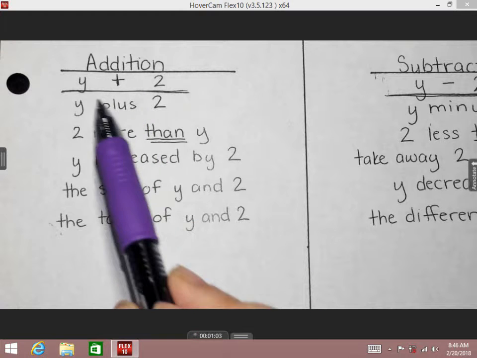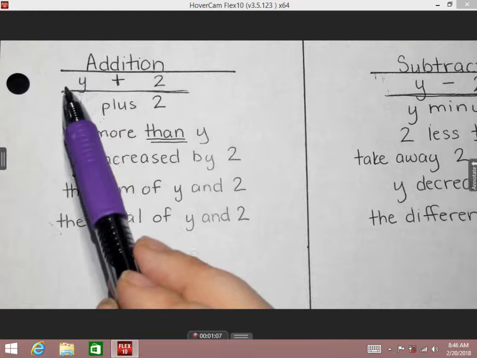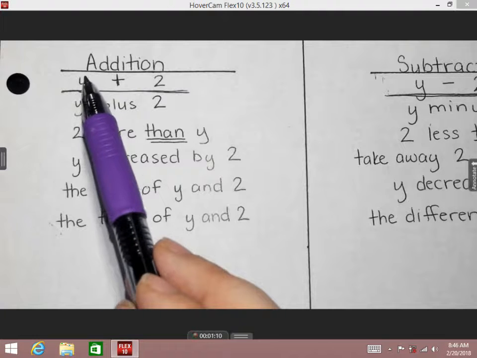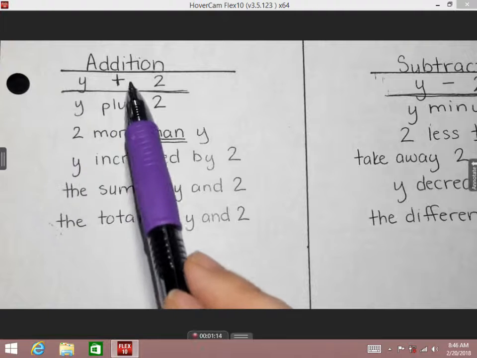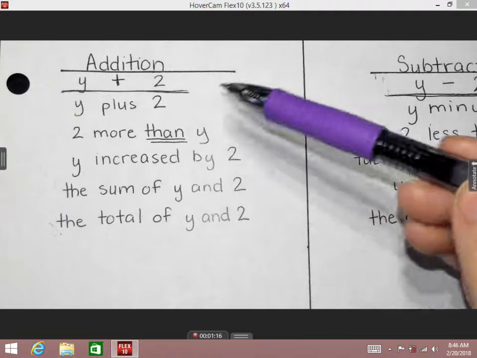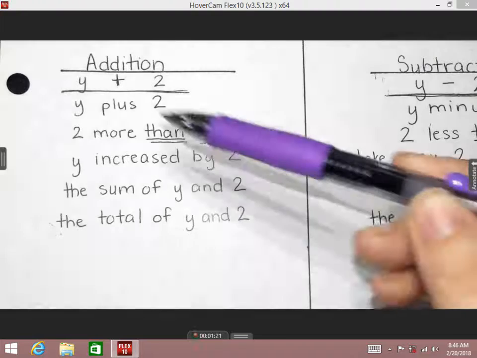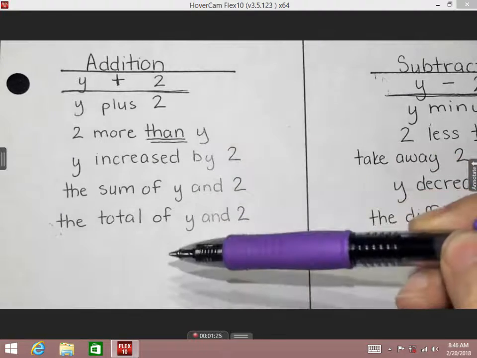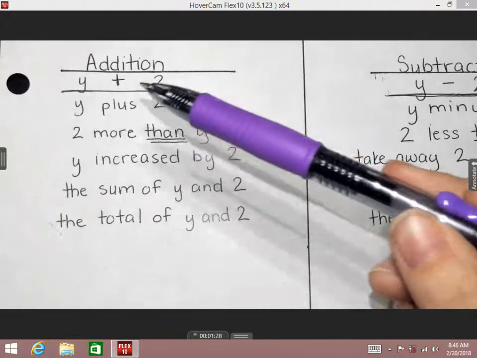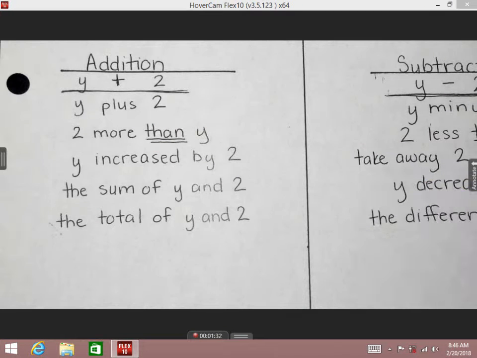Now you'll notice, for this addition, y here is my variable. Do I know what y stands for? No, I just know it's holding the place for something. Don't know what that is. That's okay. y is holding the place for something, and we're adding 2 to it. All of these phrases down here mean y plus 2. Every single one of these phrases means y plus 2. Does anyone see a certain phrase that maybe stands out or looks different? Kate? 2 more than y.